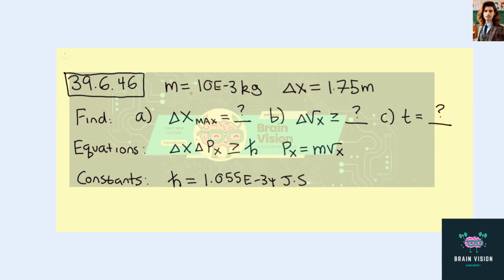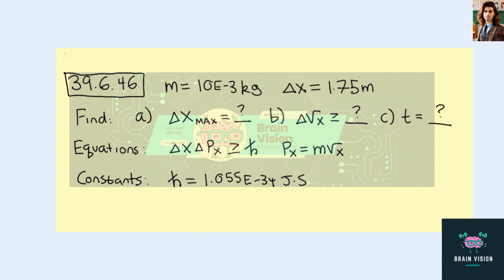Okay, in this problem we have a marble on a table. The marble has a mass of 0.1 grams, and the table is 1.75 meters wide. We're first asked to find the maximum uncertainty in its position. From there, find the minimum uncertainty in its velocity. And lastly, we're asked to find the uncertainty in the time it takes to fall off the table.